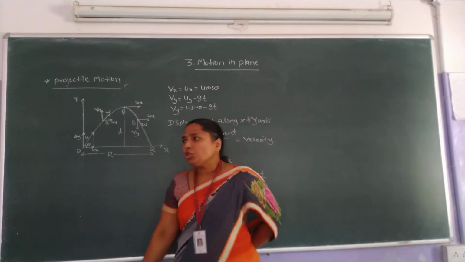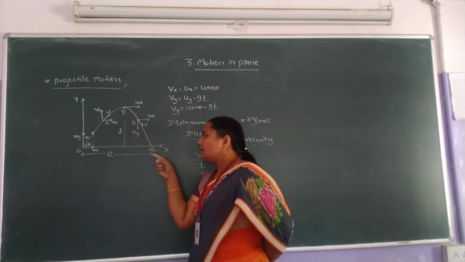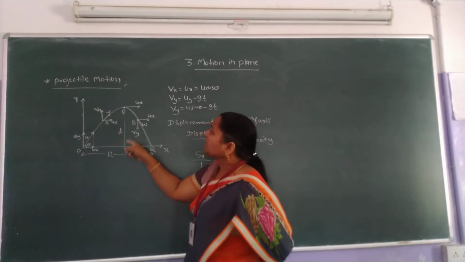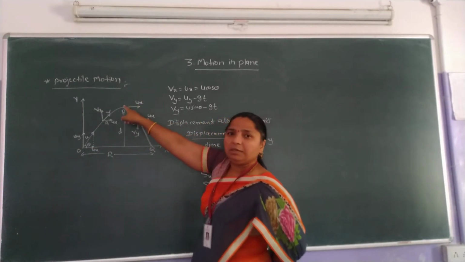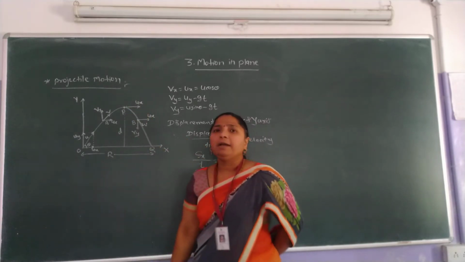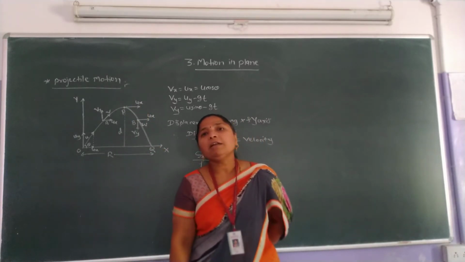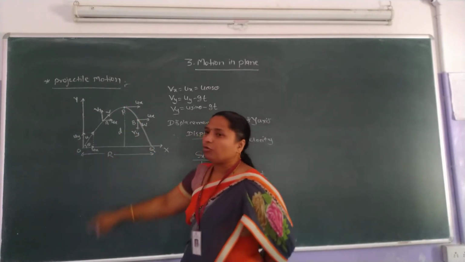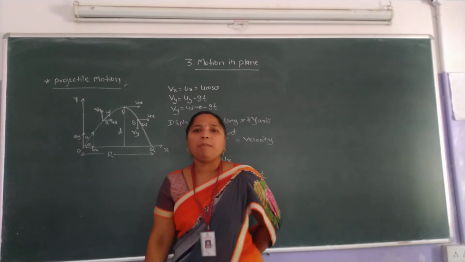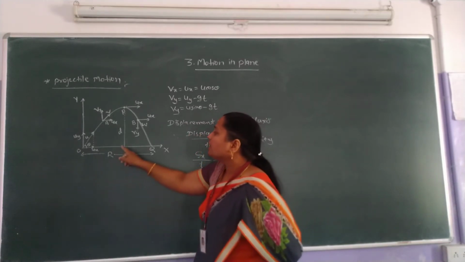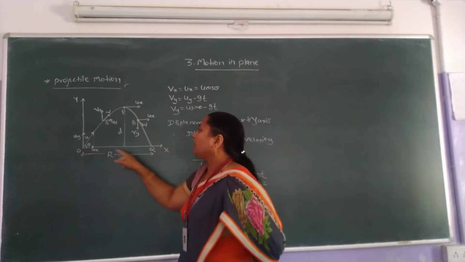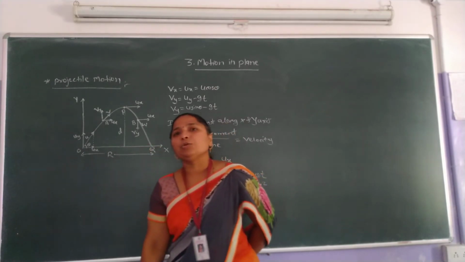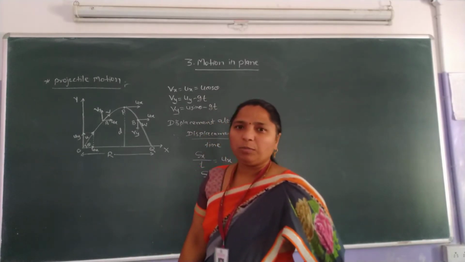And when the projectile reaches maximum height at point P, that vertical distance is denoted by D or by capital H. It means the maximum height reached by the projectile from the horizontal surface. That distance is known as the maximum height of the projectile.